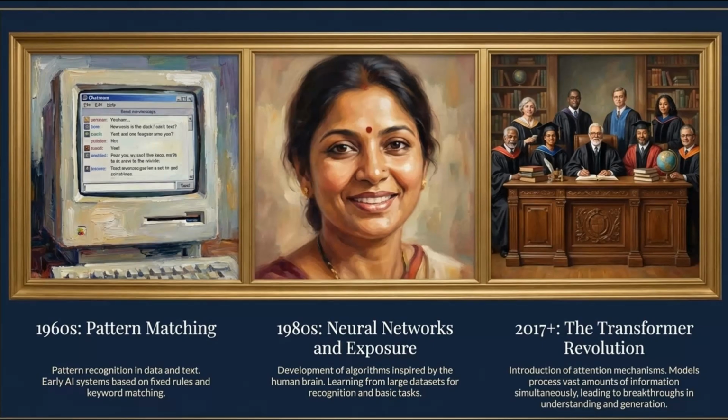Your brain learned to recognize your mother's face not because someone programmed it with a rule book or something, but because you saw her face thousands of times and your neurons strengthened their connections. Neural networks work on the same principle. They learn from repeated exposure to examples.